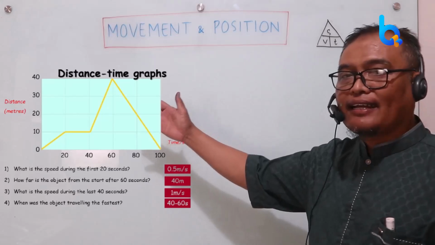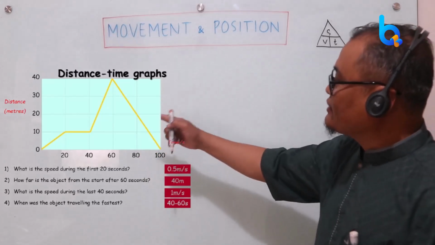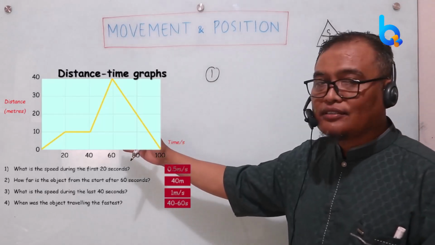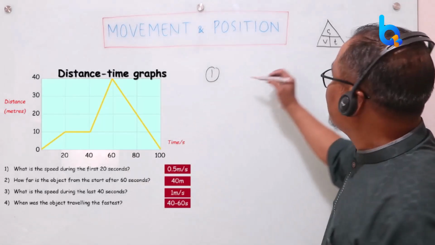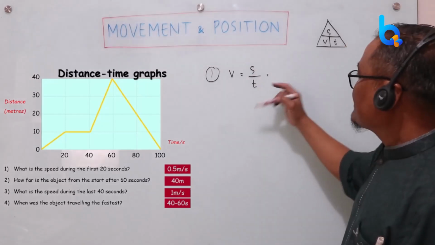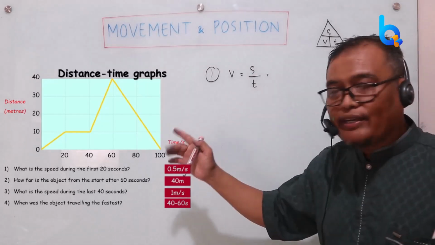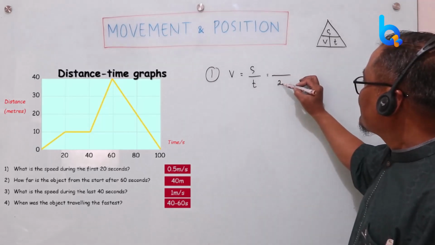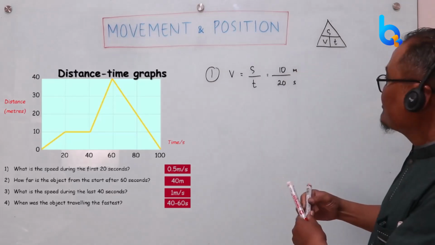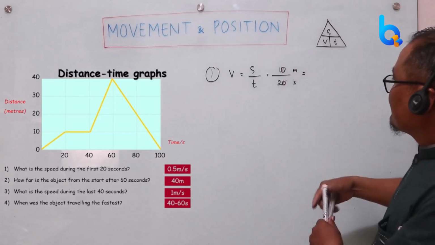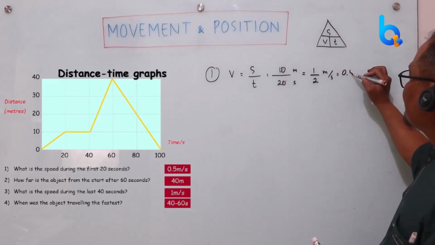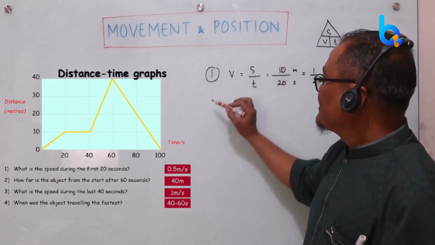You can see from the right side, we discuss number 1. What is the speed during 20 seconds? Speed is V. V equals S over T. From the graph, at time 20 seconds, the distance is 10 meters. So the velocity becomes 1 over 2 meters per second, or 0.5 meters per second. Okay, easy. So next to number 2.